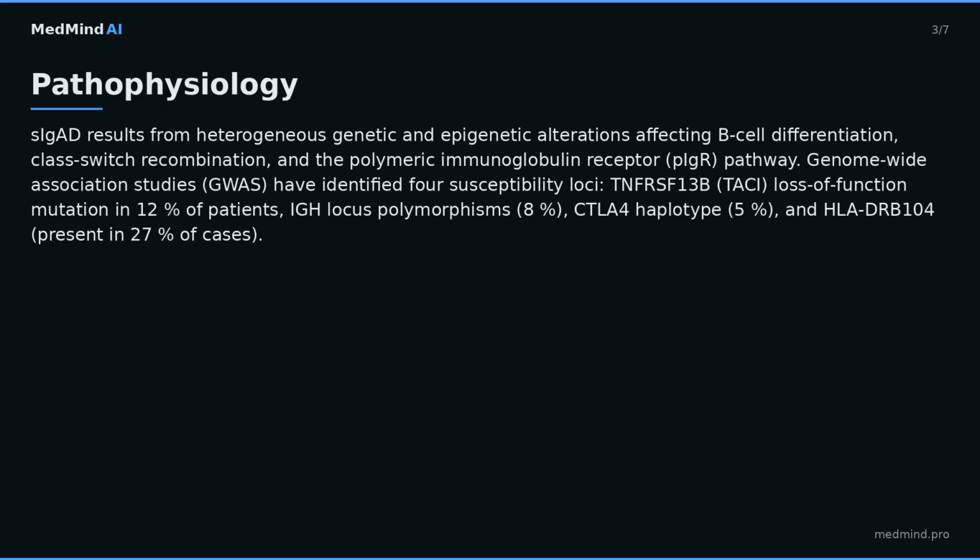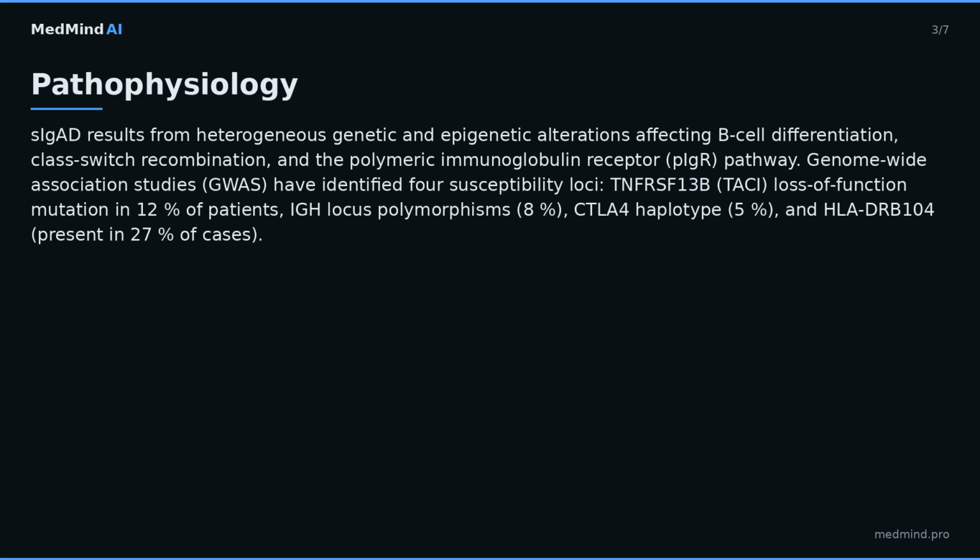At the mucosal level, secretory IgA, sIgA, is synthesized by plasma cells in the lamina propria, dimerized via the J chain, and transcytosed across epithelial cells by PIGR. In sIgAD, PIGR expression is reduced by almost 45%, Western blot quantification, and dimeric IgA transport is impaired, leading to a greater than or equal to 70% decrease in luminal sIgA concentrations.